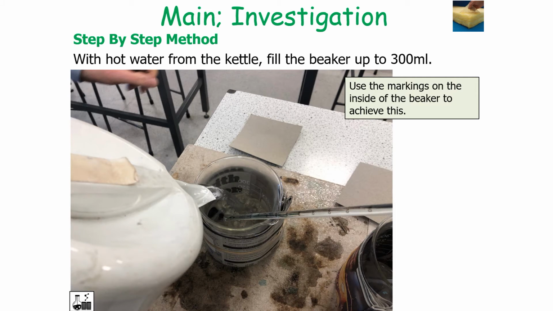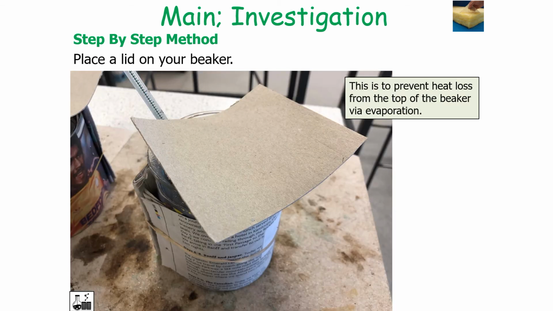So with the hot water from the kettle, you'll fill your beaker up to 300ml using the markings on the inside of the beaker to achieve this. You'll place your lid on your beaker. Now this is to prevent heat loss from the top of the beaker via evaporation.